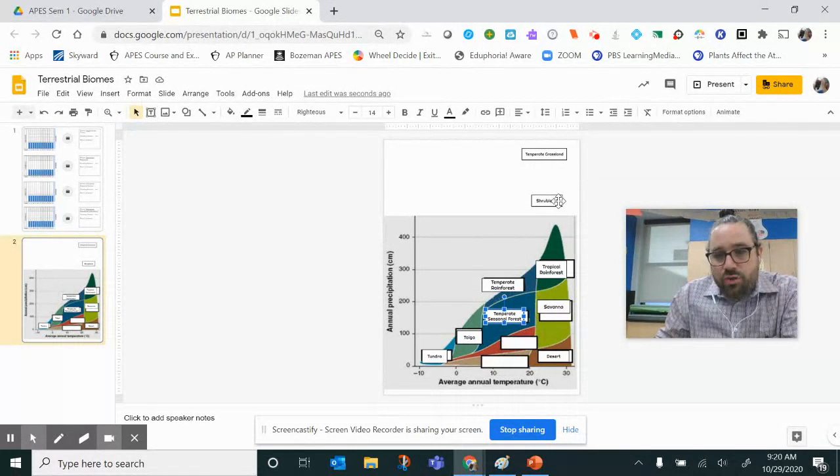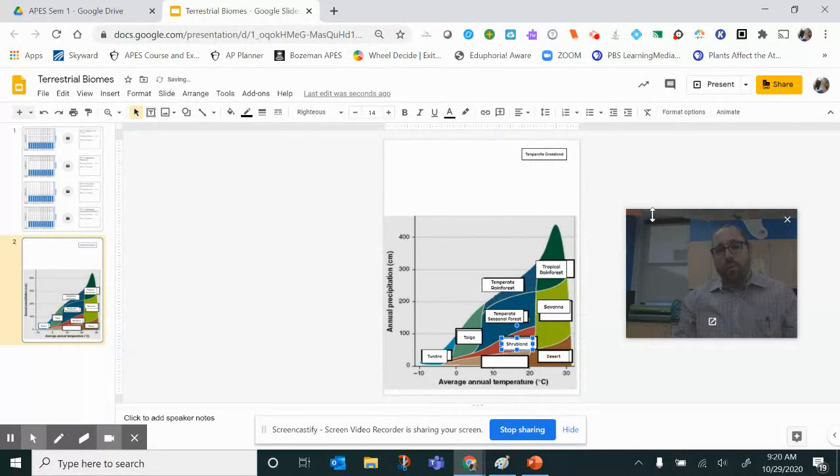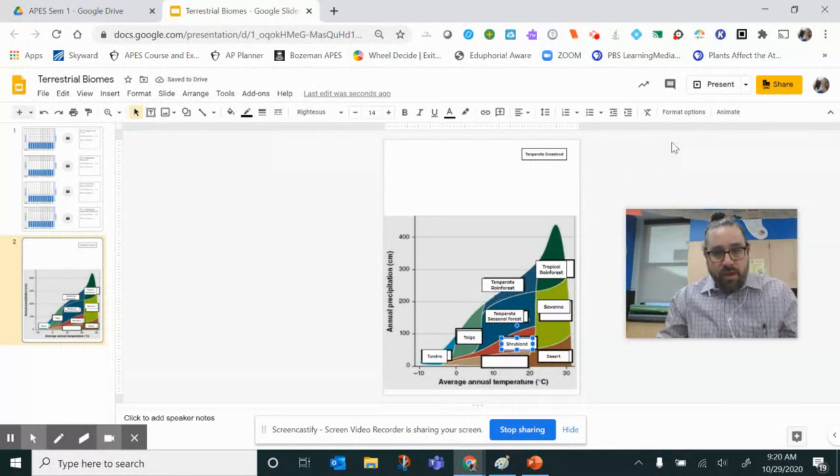The last two, shrubland. This is the one that has a whole bunch of different nicknames. This is wine country. Cold, wet winters, hot, dry summers. That's perfect for growing wine, whether you're in Australia, South America, or the Mediterranean.